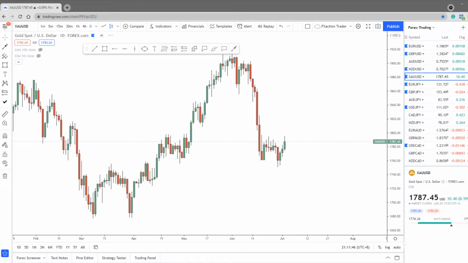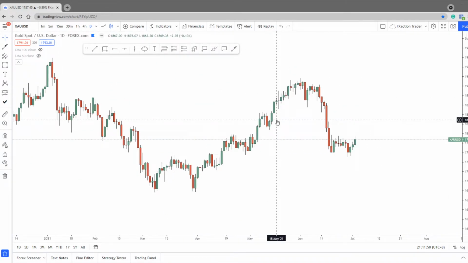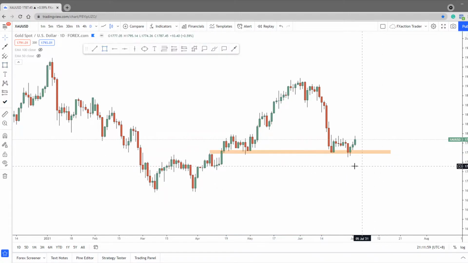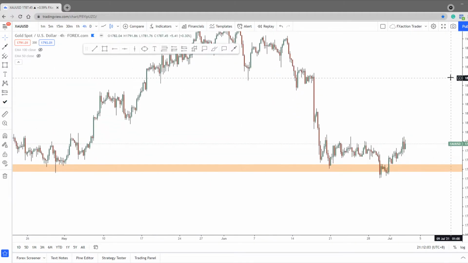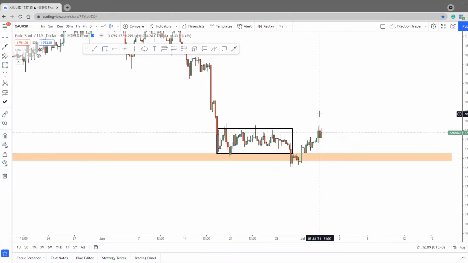So let us have a look at gold. On the gold pair, this pair is a bit tricky. On the daily chart, we can see that the support zone around 1765 has been retested for quite some time. On H4, last week we had a sideways structure. This is the sideways structure on H4.